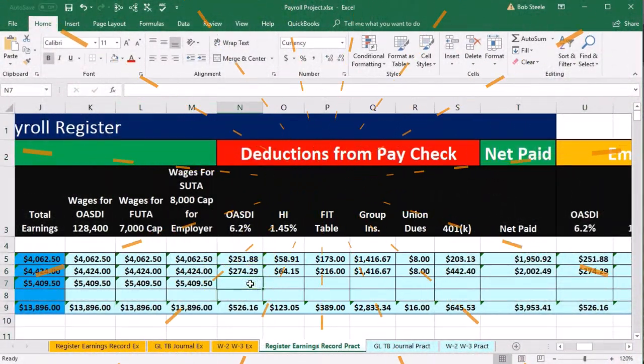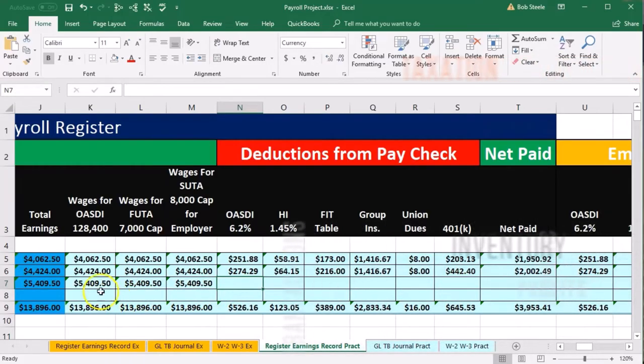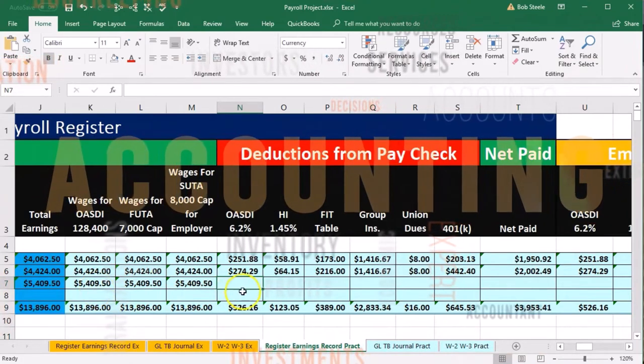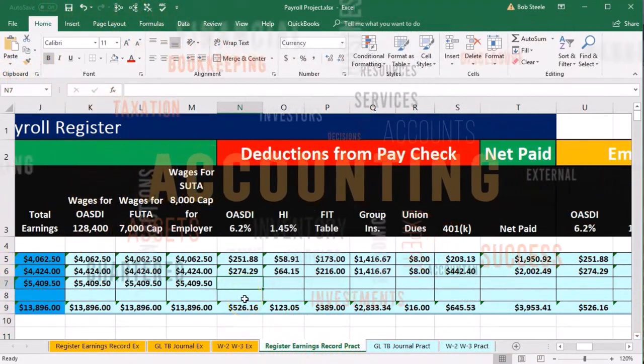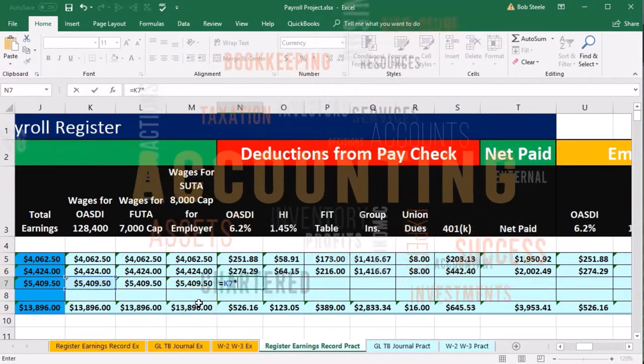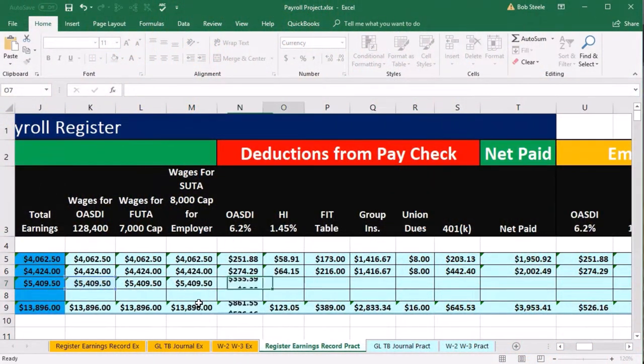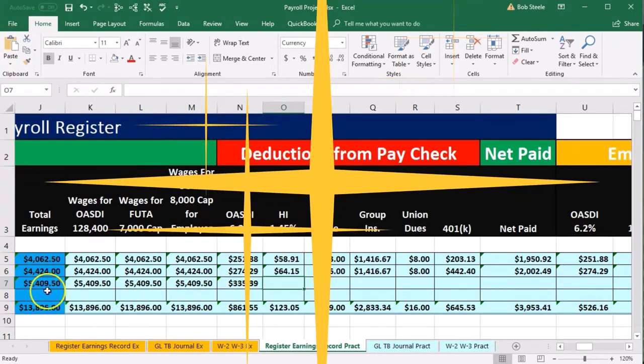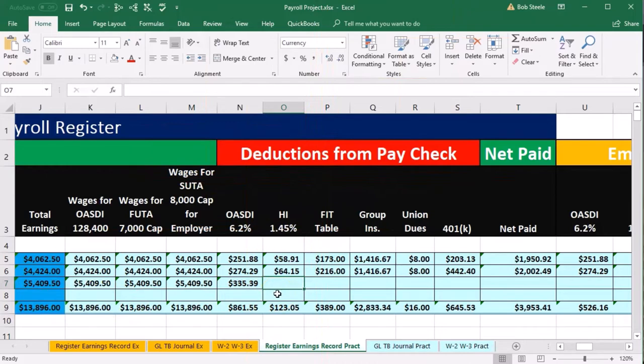And then we're gonna go to the Social Security or OASDI tax, which will be this number, the OASDI wages, times 6.2% or 0.062. So in N7, we're gonna say this equals the 5,409 times 0.062. And that'll give us our 335.39. HI, we're just gonna use the total earnings. So we're gonna be in O7 equals 5,409.50 times 0.0145, tab. Then we're gonna go to the FIT, where we will need our information once again.